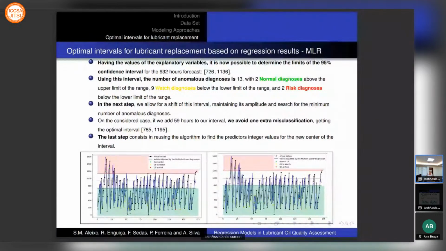In the next step, we allow this interval to shift, with the same amplitude, in order to search for the one that minimizes the number of anomalous diagnoses. If we add 59 hours to our interval, we incur one extra misclassification, and we get the optimal interval in this case, which is represented here. The last step consists in reusing the algorithm to find the integer values of the predictors for the new center of the interval.